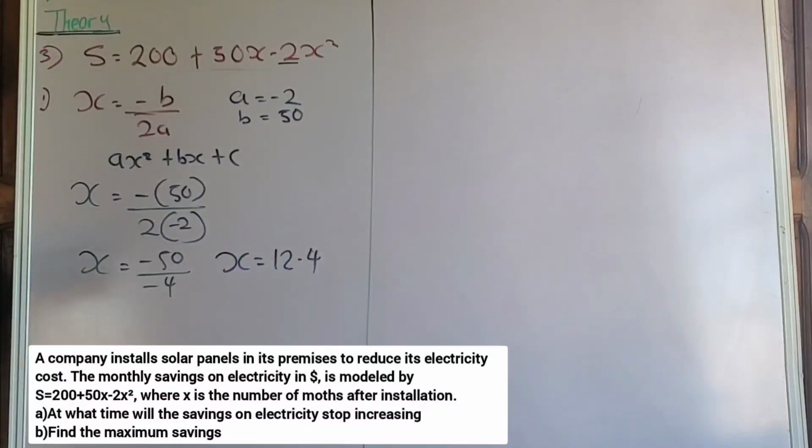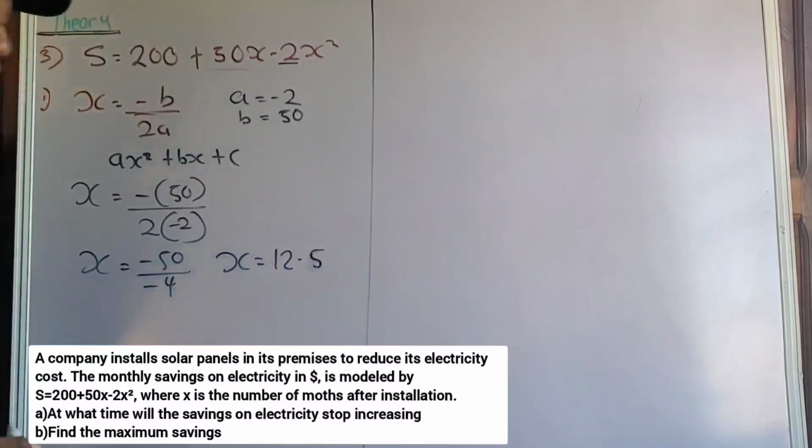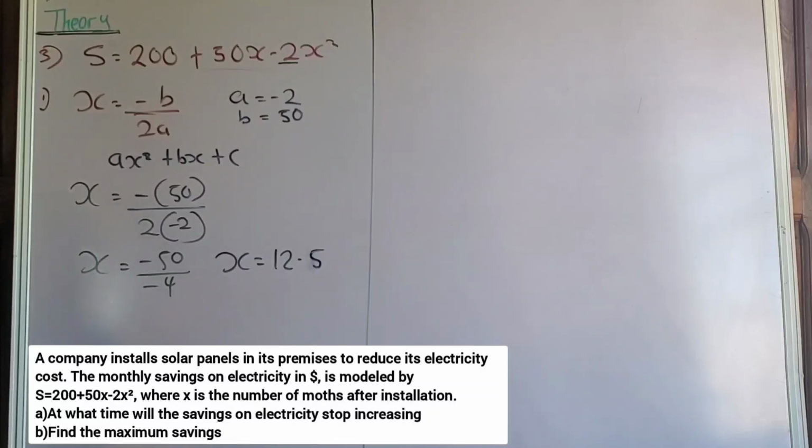Do you understand? Now, don't forget that x represents the number of months, right? So the savings will stop increasing after 12.5 months. The savings will stop increasing after 12.5 months. Don't forget, in the question we are given that x represents the months. Do you get it?